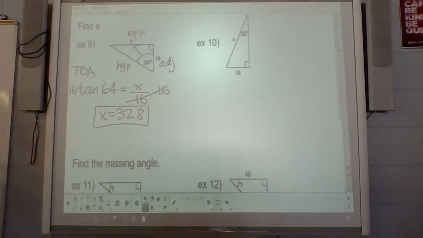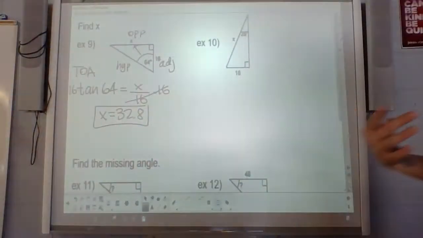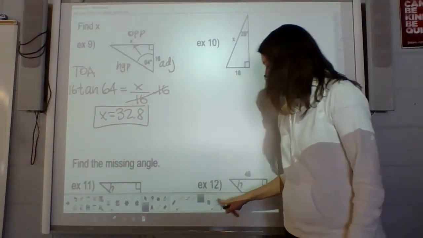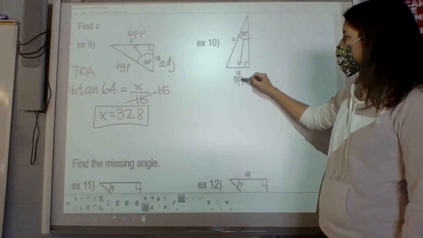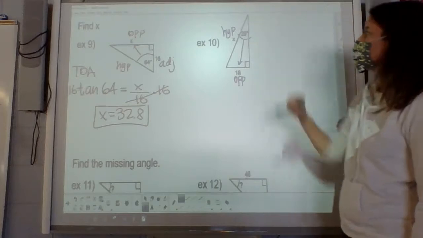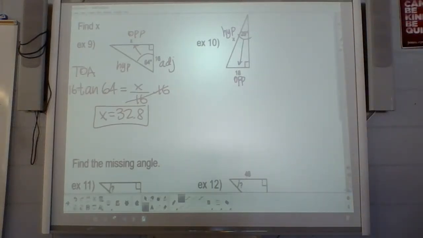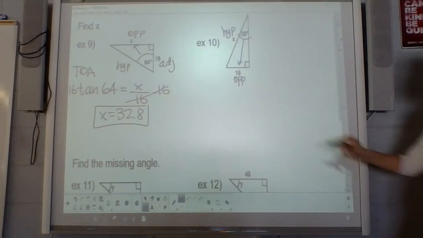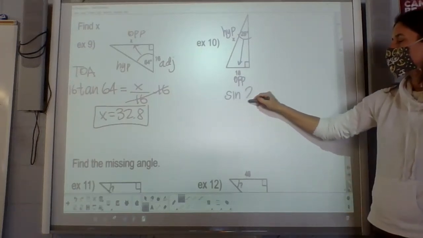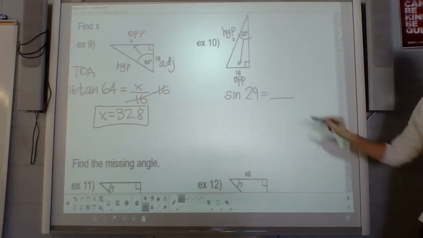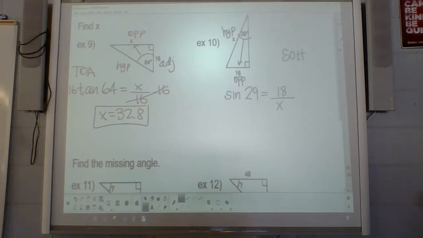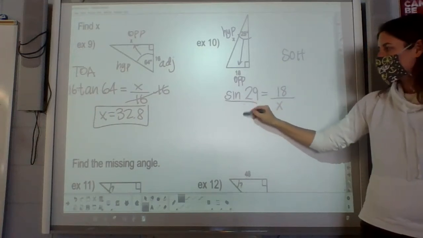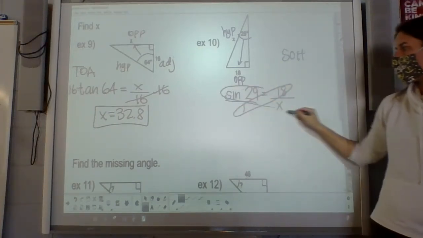Example 10 is a little bit tougher because it's the opposite triangle setup, or like it's kind of flipped. The angle we know is 29. This is my opposite, and this one's my hypotenuse. So opposite and hypotenuse has to be sine. Sine of 29 equals, so it's O over H, 18 over x, and this is the kind that's a little bit tougher to solve. I like making a proportion. So where I cross multiply and set these equal.